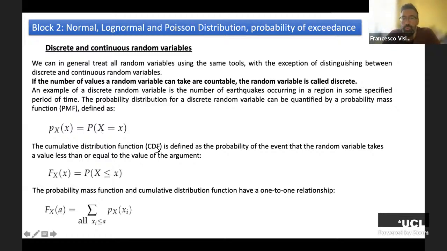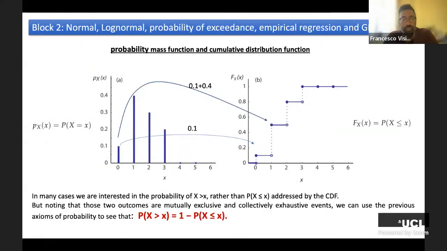The cumulative distribution function is defined as the probability of the event that the random variable takes a value less than or equal to the value of the argument. So it's indicated with the probability that X will be less than or equal to x in lowercase. Let's do the example.